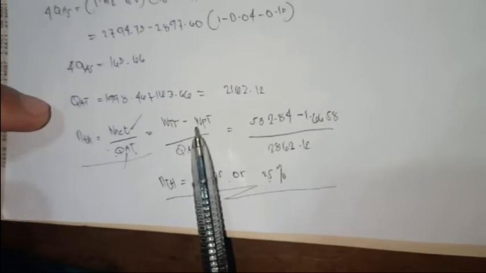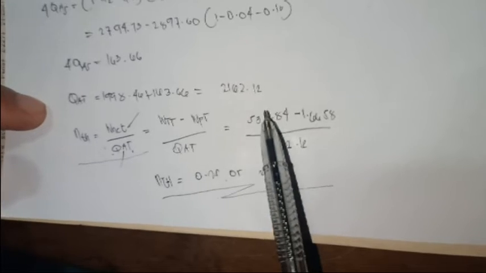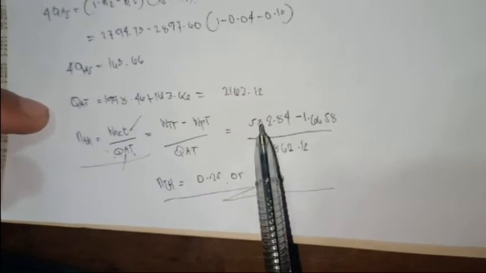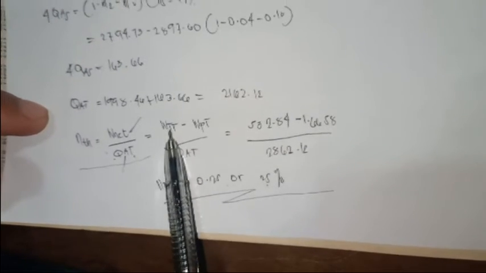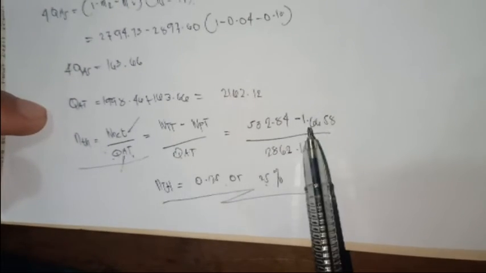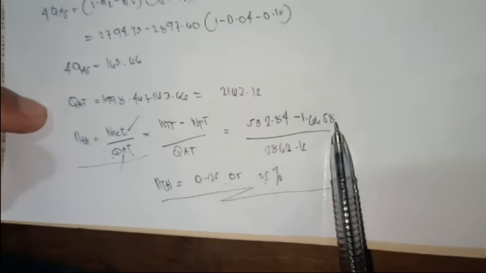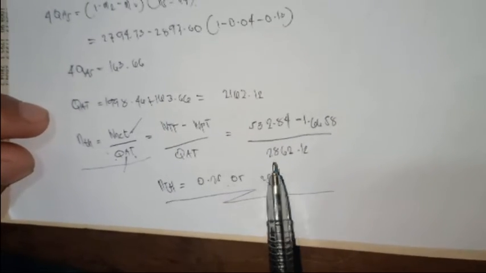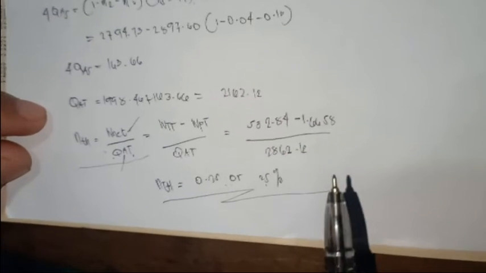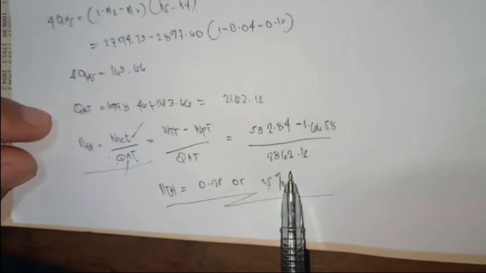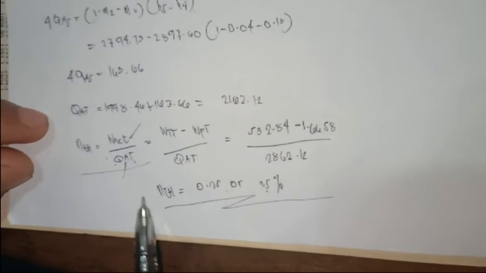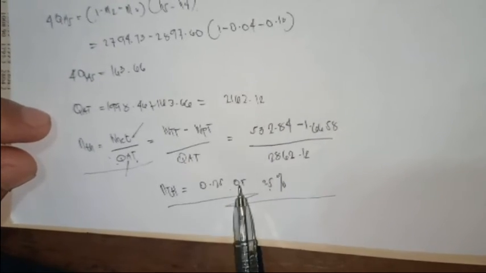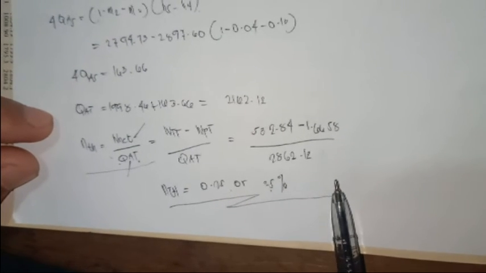Since we already have these values, let's substitute: 532.84, the value of the work turbine total, and the work pump total is 1.6658, over the heat added total, which is 2862.12. So the overall efficiency is equal to 0.25 or 25%. That's all.